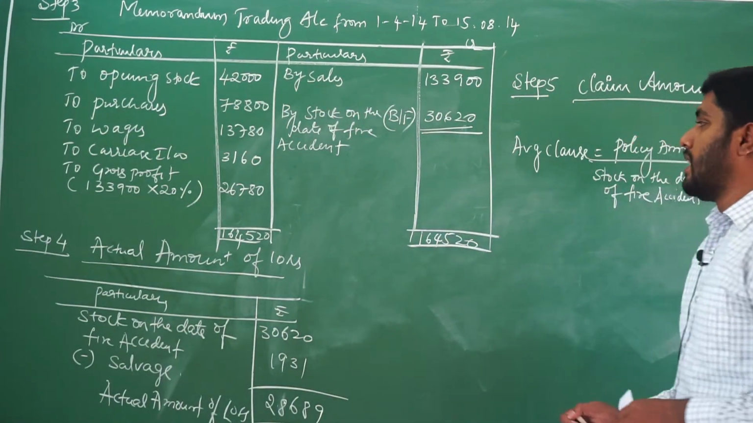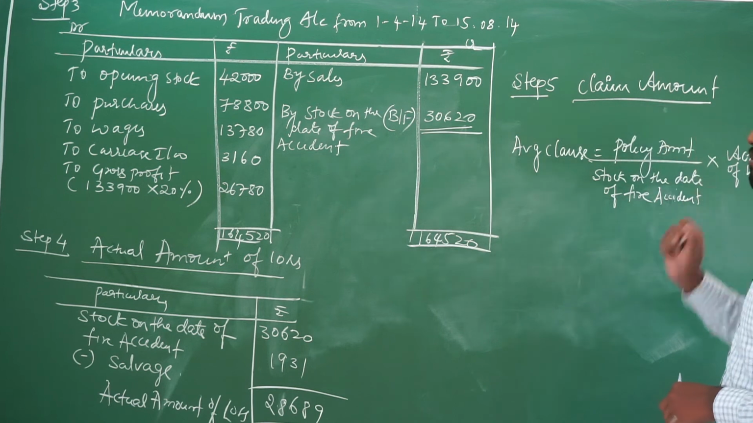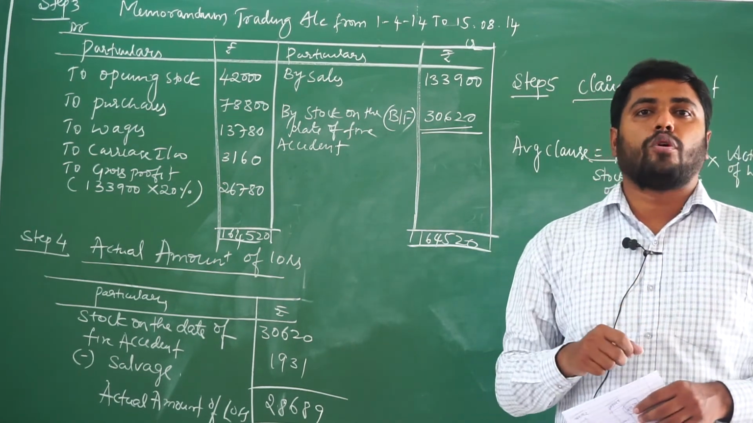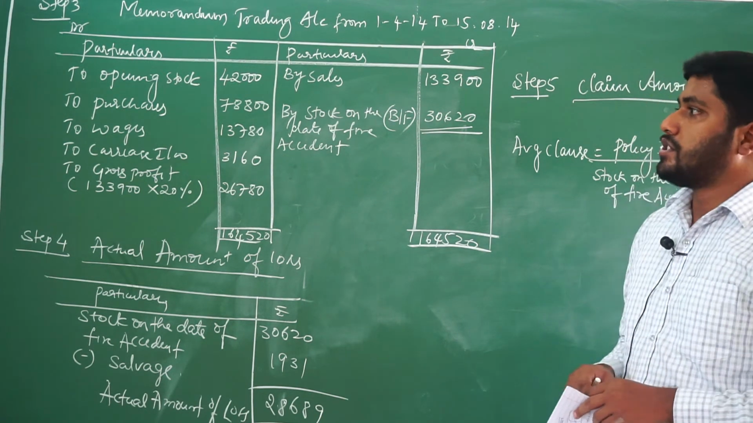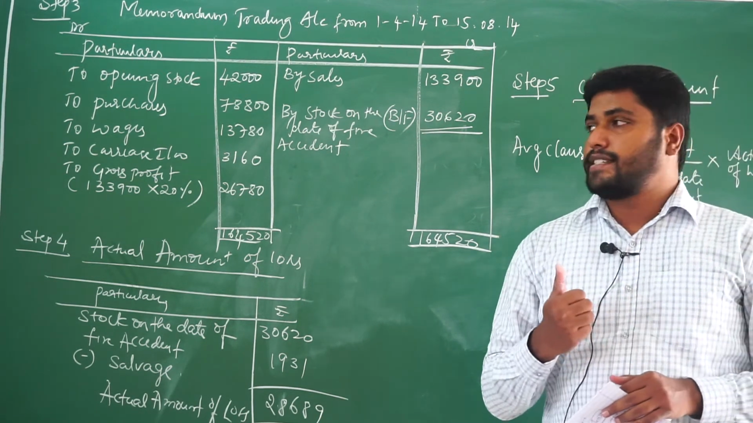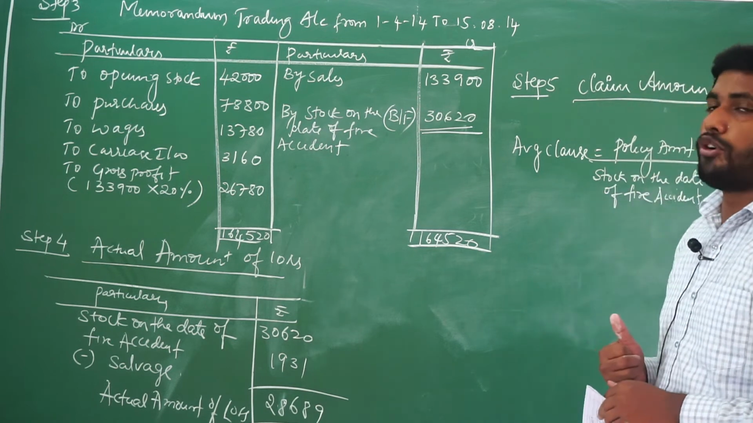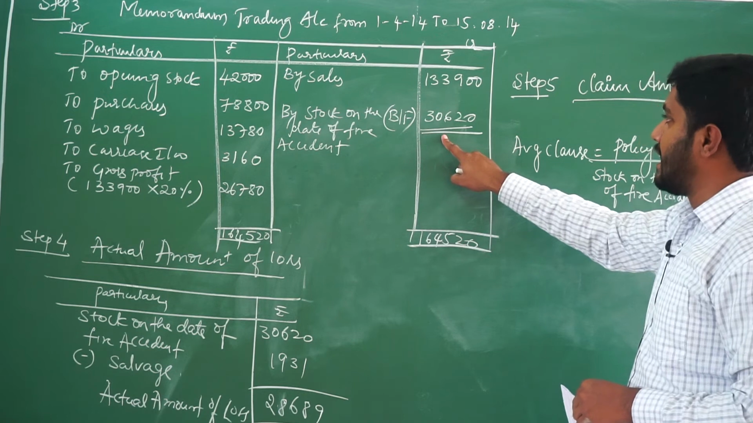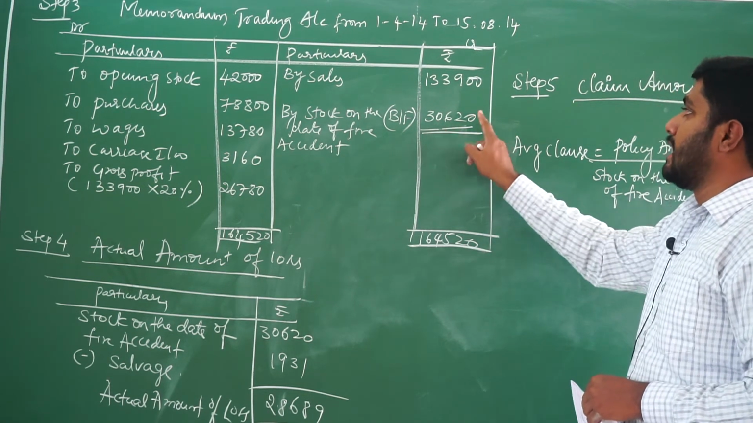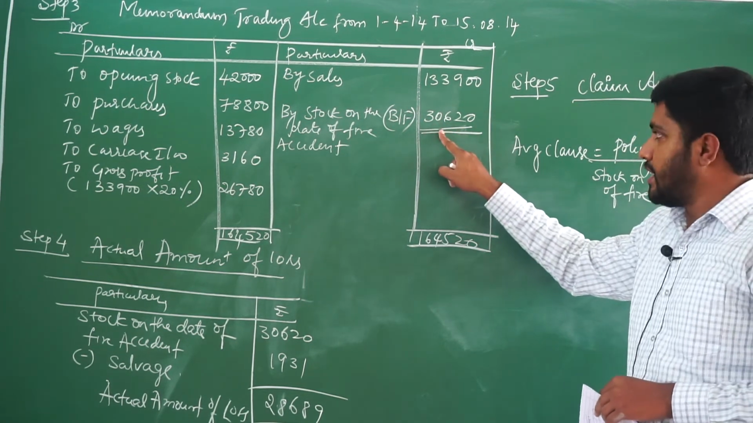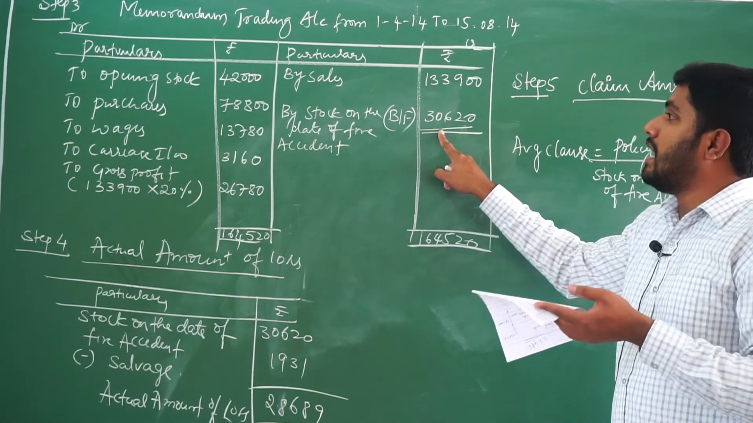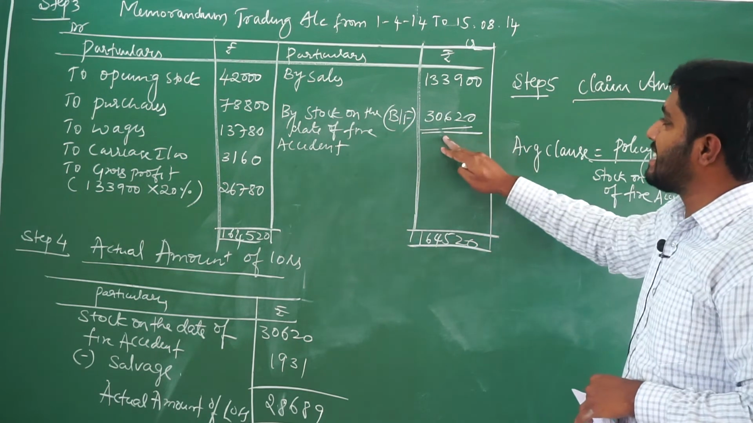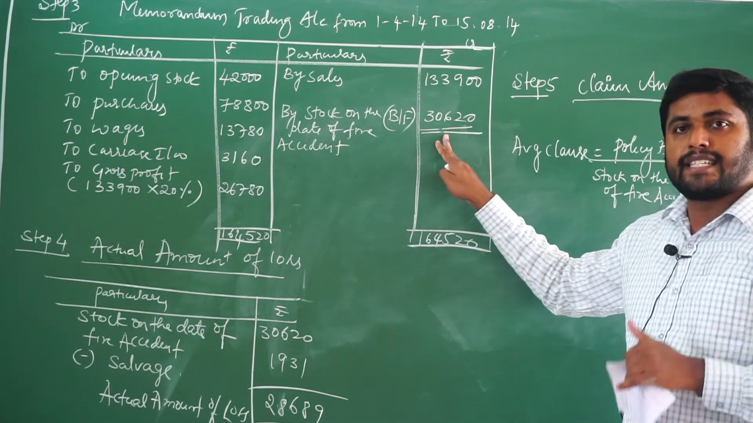Now the last step, the calculation of claim amount. While calculating the claim amount, first identify whether the stock is overvalued or undervalued. In this problem, the amount of policy is given. The amount of policy is 24,000 rupees. But here, the value of stock on the date of fire accident is 30,620, but we have taken a policy amount of rupees 24,000. Here the policy amount is less than the value of stock, which means under insurance.